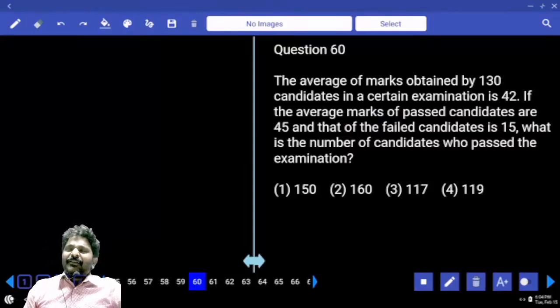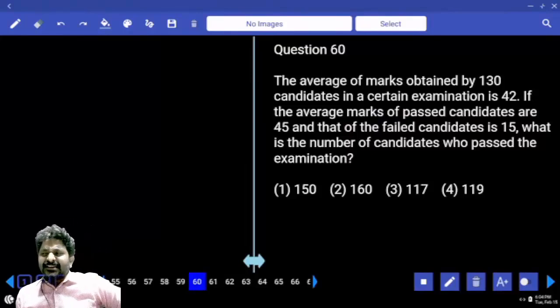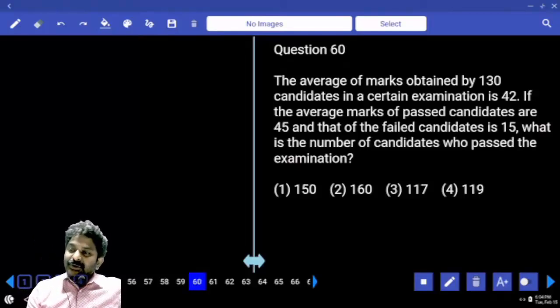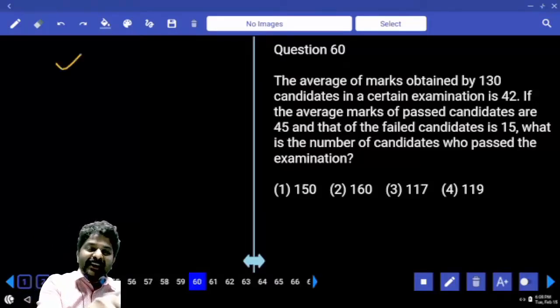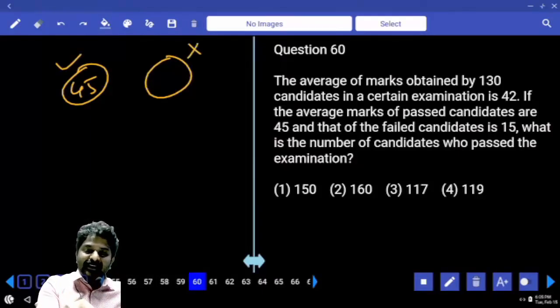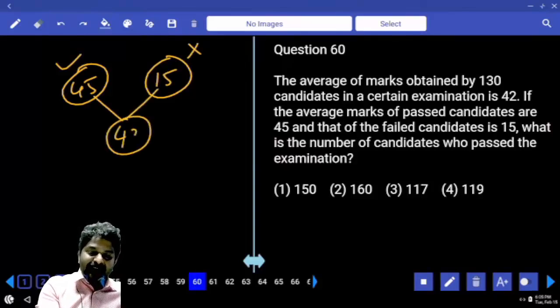60th. The average marks obtained by 130 candidates in a certain exam is 42. If the average marks of passed candidates are 45 and failed candidates 15, what is the number of candidates who passed in the examination? Okay, right. So those who passed, their average is 45, and those who failed, their average is 15. Class average mark mentioned as 42.